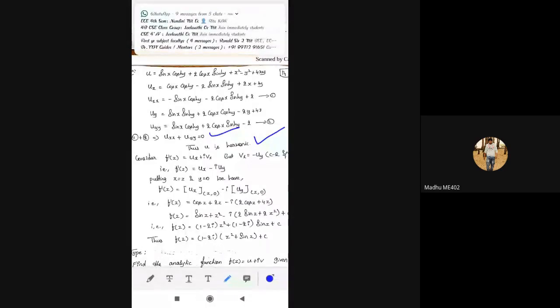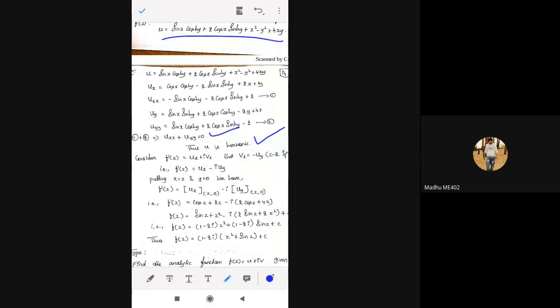So it gives RHS as 0. Since it satisfies Laplace equation, therefore U is harmonic. When it satisfies Laplace equation, it means when you add, it gives the value as 0. So it satisfies Laplace equation. Therefore U is harmonic. Simple. If it is given for V also, this is the method you need to follow.